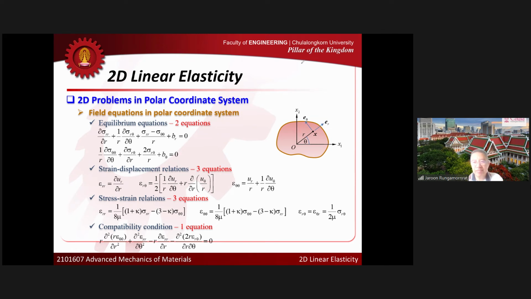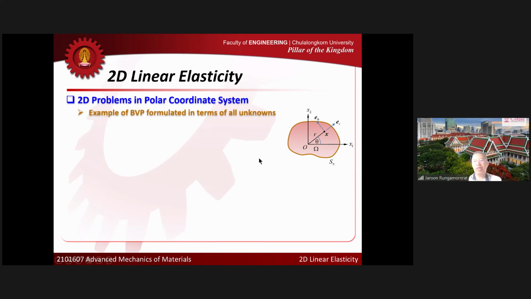We have enough components here, right? We have field equations, we have field quantities expressed in the r-theta system. So now we should be able to formulate the boundary value problem of the 2D case in the r-theta system. This is just the example that I show you here.